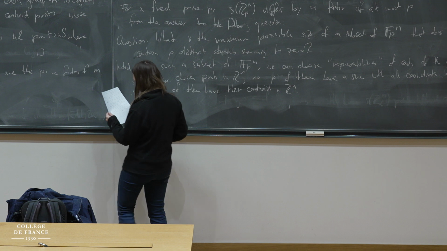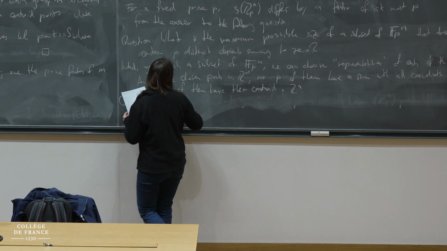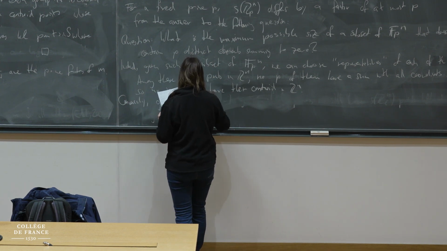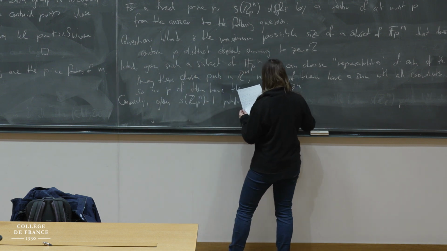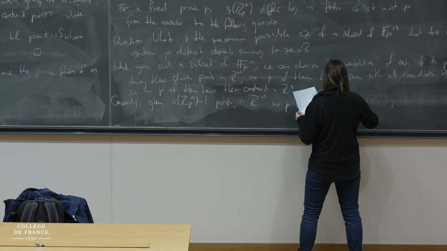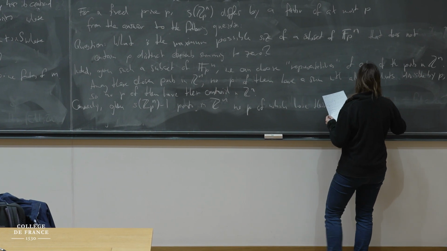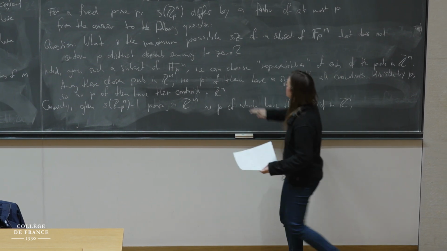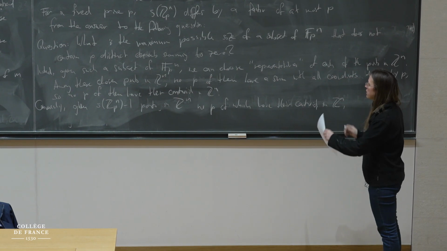Now conversely, the other direction is maybe a little bit more interesting. Conversely, if we are given an optimal construction for this problem, so if we are given S of Zp to the n minus 1 points in Z to the n, no p of which have their centroid in Z to the n, then we want to find a large subset of Fp to the n with this condition. So we want to find a large subset of Fp to the n without p distinct vectors in it summing to 0.